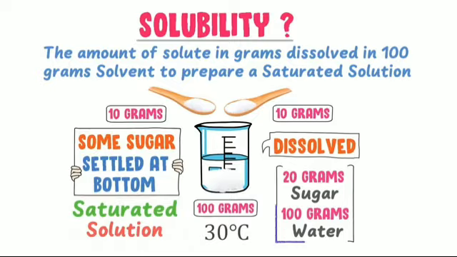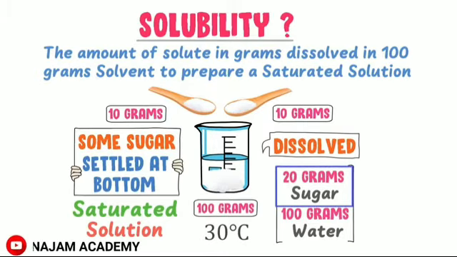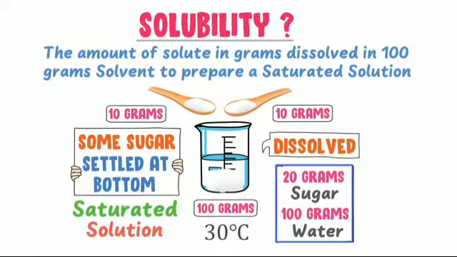The extent of dissolution of a solute in a solvent can be better explained by its solubility. Solubility is a measure of how much solute can be dissolved in a specified amount of solvent. So solubility is defined as the number of grams of solute that can be dissolved in 100 grams of solvent to form its saturated solution at a given temperature and pressure.